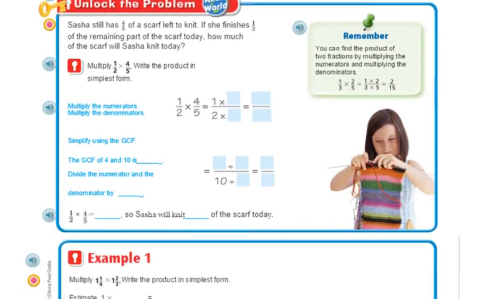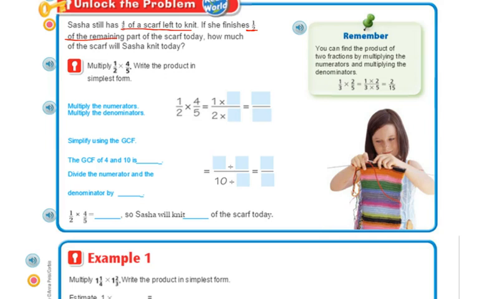So let's take a look at the Unlock the Problem here. Sasha still has 4/5 of a scarf left to knit. If she finishes 1/2 of the remaining part of the scarf today, how much of the scarf will Sasha knit today? Going back looking at the problem, what is the important information that we want to focus in on? 4/5 of the scarf left to knit. We are looking at if she finishes 1/2 of the remaining part. What is that total? So we are technically looking for half of 4/5.